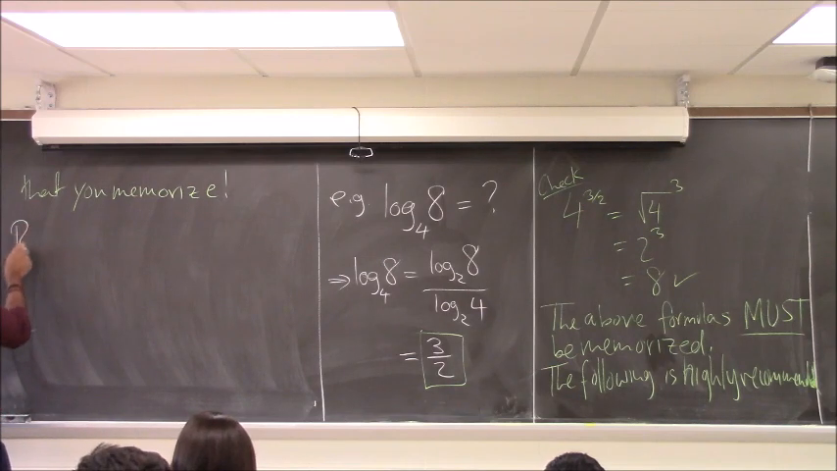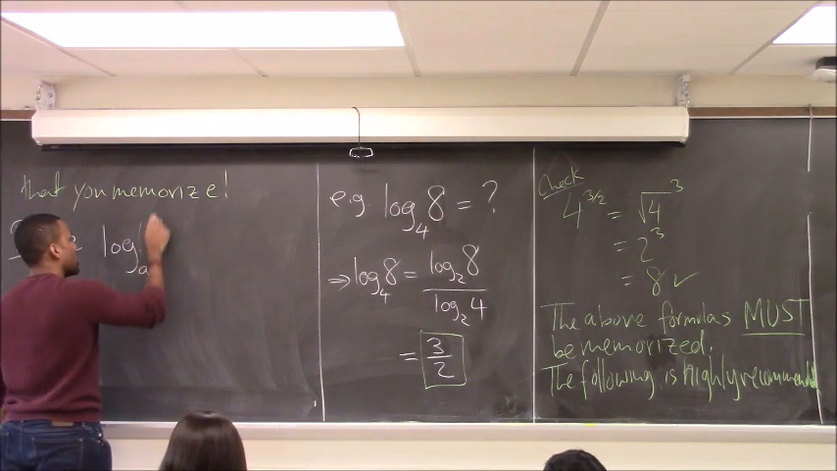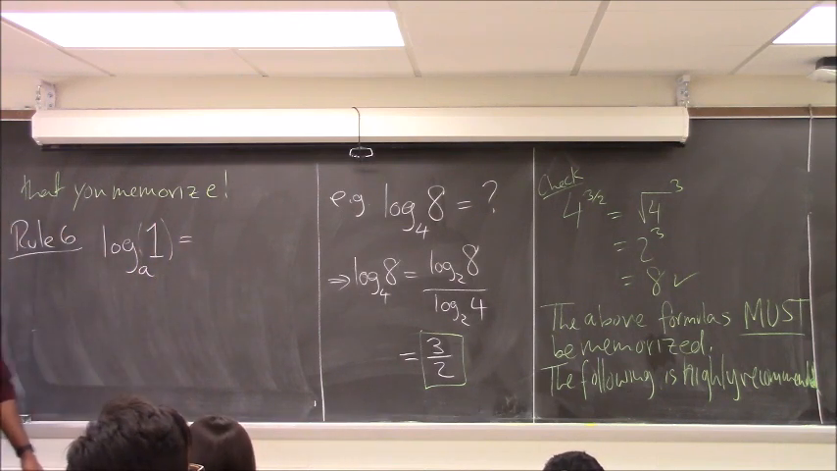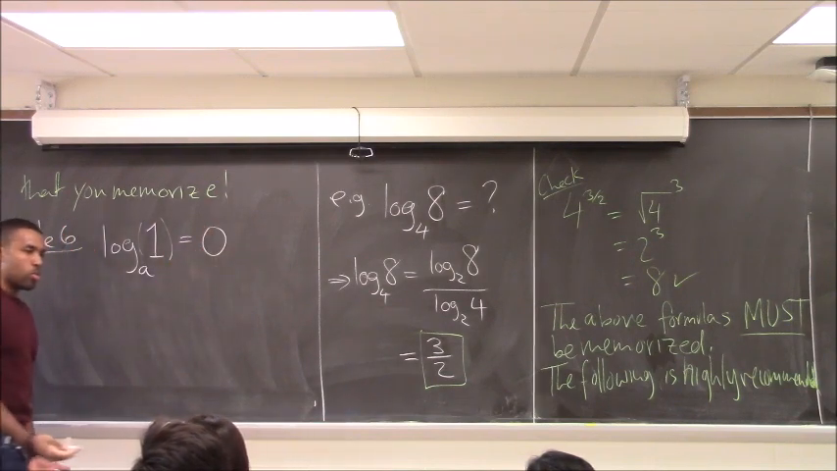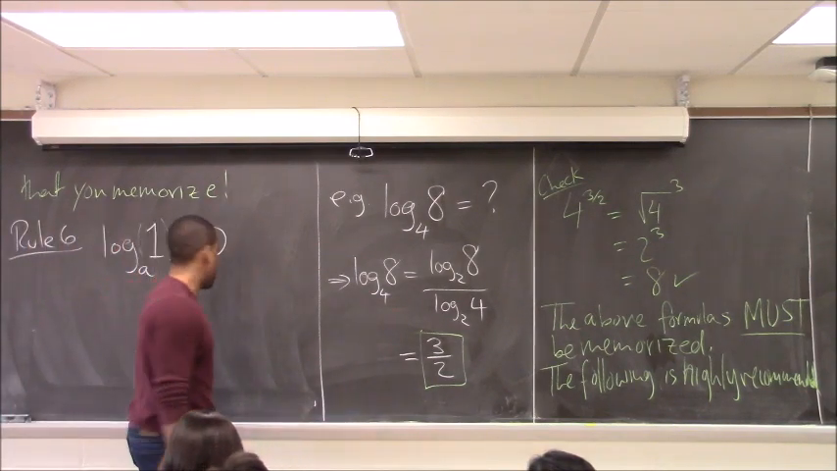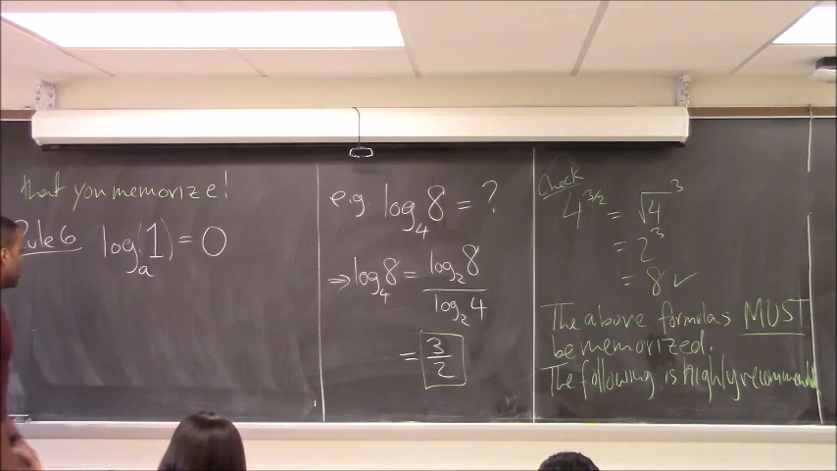So, for example, Rule 6. Log to the base a of 1, the number 1 specifically. What is that? 0. Log of 1 is 0. It's always going to be 0, regardless of the base. Why? You take the base, raise to the power of 0, you get 1.